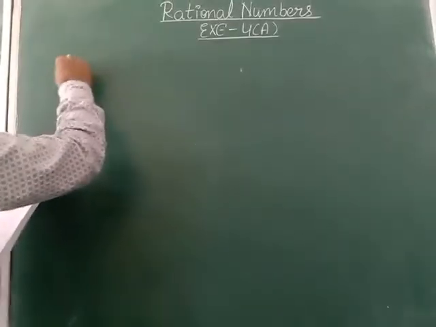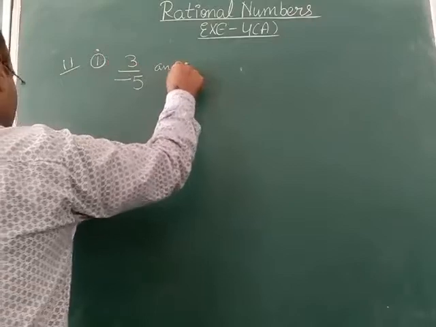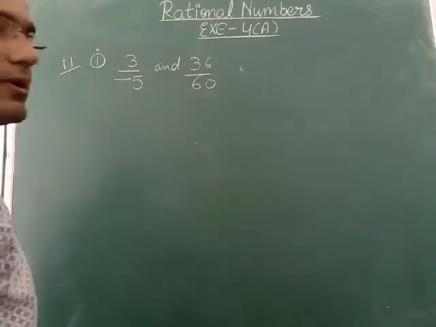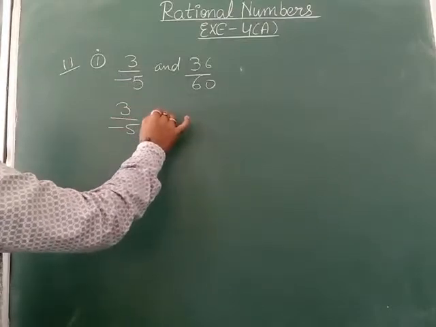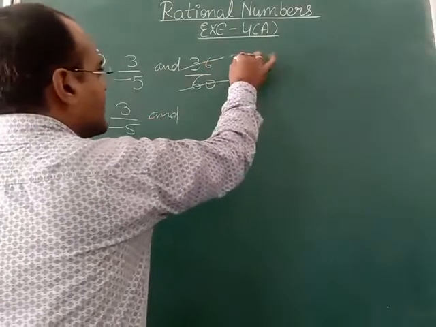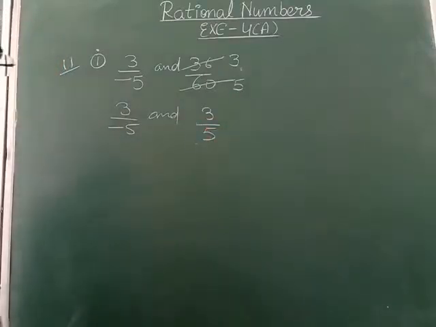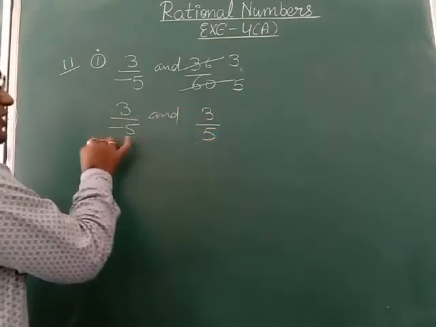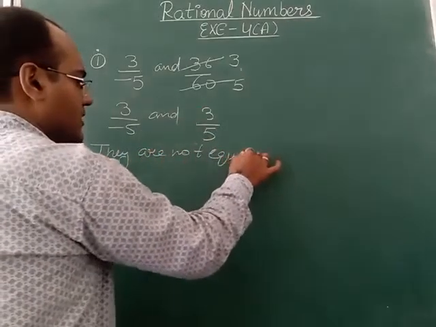11th question, first part. 3 upon minus 5 and 36 upon 60. These two fractions, rational numbers, are given. So this is 3 upon minus 5, and for the other we will cancel with the same table. 12 3s are 36, 12 5s are 60. So here we got 3 upon 5. Now we have to check whether these two are equal or not. This is minus 3 upon 5, but this is plus 3 upon 5. So they are not equivalent. So we will write here, they are not equivalent.